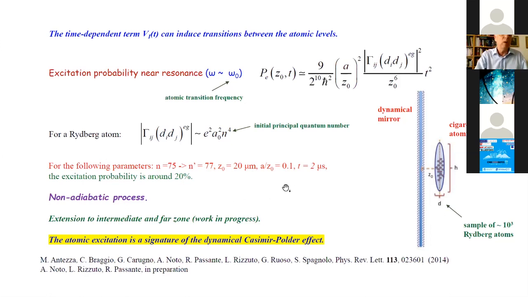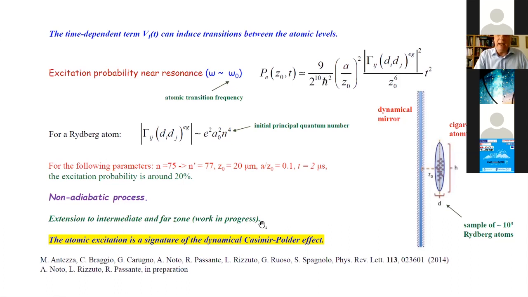So in the non-adiabatic case, the situation is completely different with respect to the adiabatic case. This result was obtained a few years ago with this semi-classical model, which is valid only in the near zone of the atom-wall Casimir-Polder interaction, but we are now extending it also to the intermediate and far zone. But this is a work in progress, much more complicated because it involves quantization of the electromagnetic field in the presence of the moving mirror.